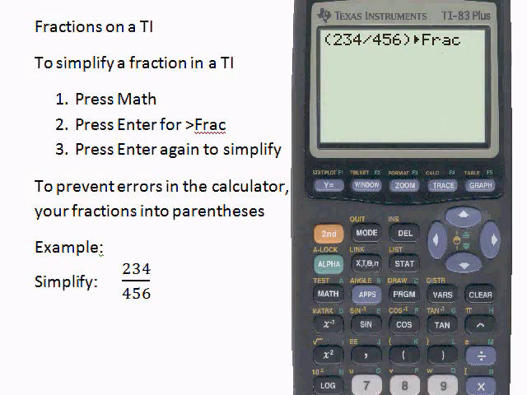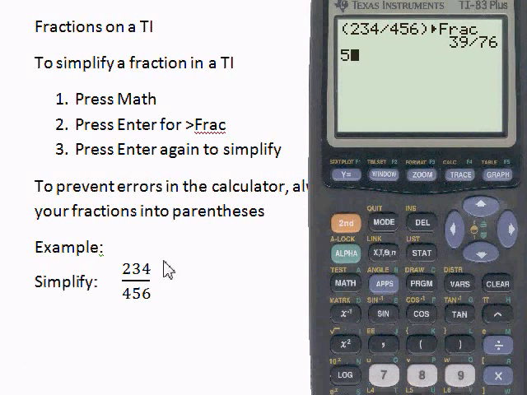Now that we're in this screen, we press Enter one more time, and we get our simplified fraction, which is 39 over 76. So the simplified answer to this fraction right here is 39 over 76.